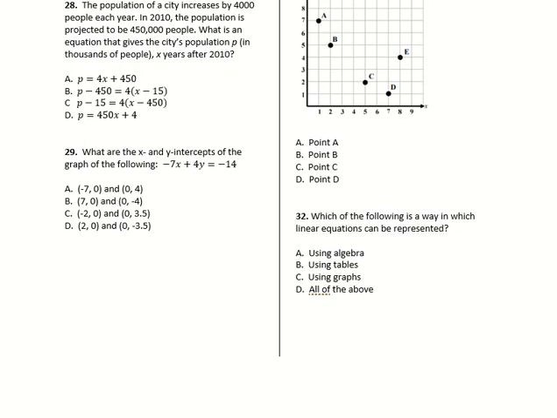29. What are the x and y intercepts of the graph of the following? Negative 7x plus 4y equals negative 14. A, negative 7, 0 and 0, 4. B, 7, 0 and 0, negative 4. C, negative 2, 0 and 0, 3.5. D, 2, 0 and 0, negative 3.5.